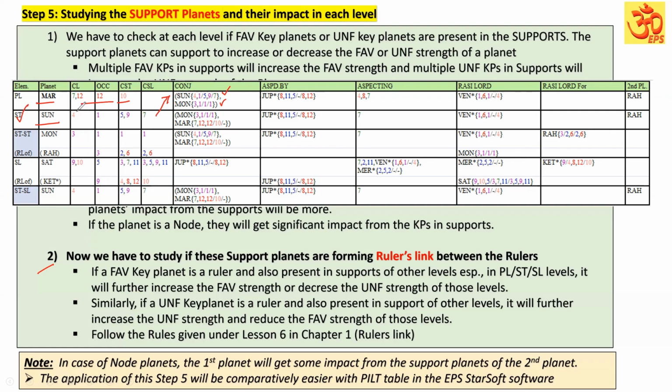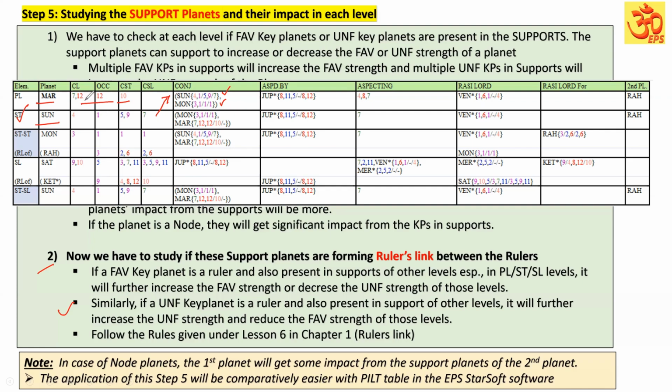I hope you have understood. Similarly, if an unfavorable planet is a ruler, for example, Mars, which is itself unfavorable. Now, this Mars, if it is present in the star of the Sun or in the sublord Saturn, what will happen? The unfavorable significations of this will also be passed on to that.